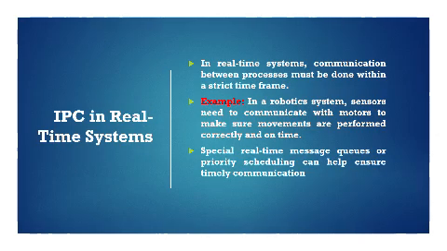Real-time systems. Processes must communicate within strict time limits. Example: self-driving cars, where sensors and control systems communicate in real time. Medical devices: life support systems require real-time IPC for monitoring patients.